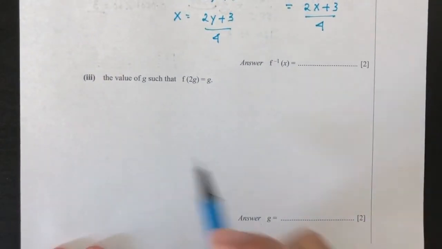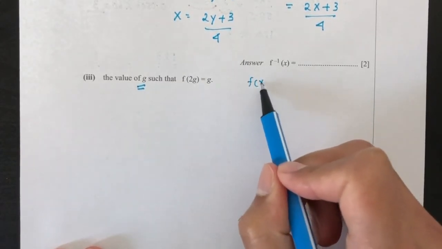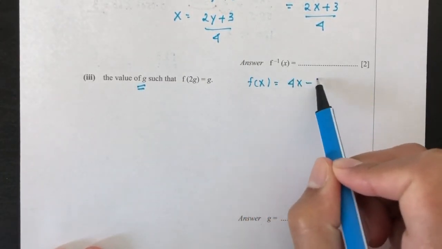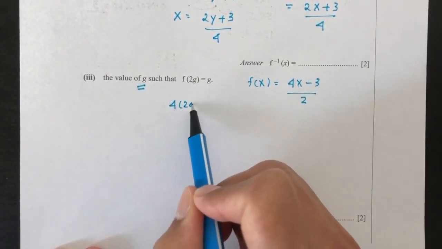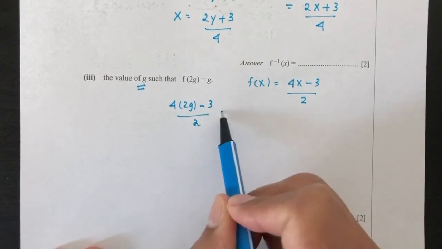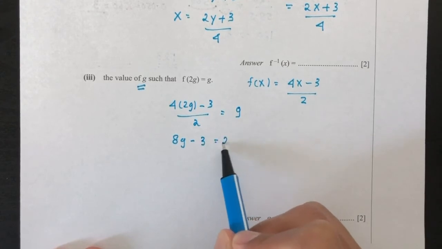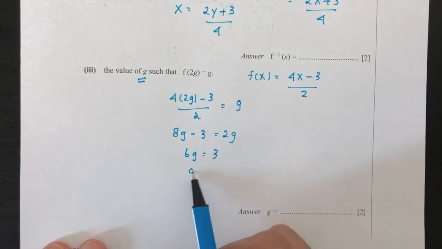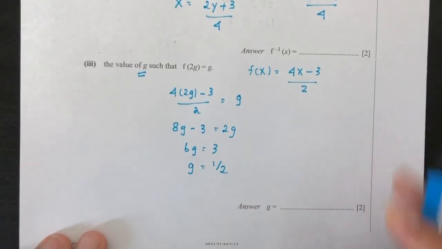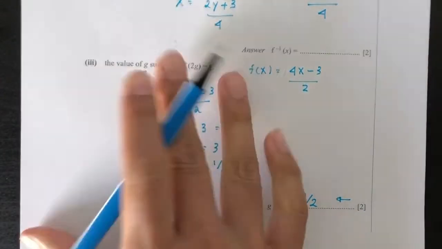Now for part 3 is find the value of g such that we have this. So pretty easy. F of x has been given to you by this, 4x minus 3 over 2. Replace x with 2g. You will have 4 times 2g minus 3 over 2 is supposed to give you g. That will be 8g minus 3 equal to 2g. So send this one over here, you become 6g equal to 3. G will be 1 over 2. So g is a half for your answer. Part 3. Okay, that is question 8.